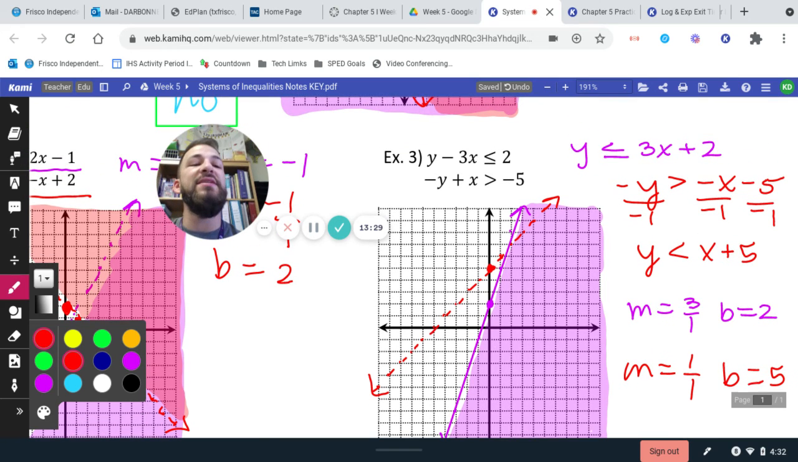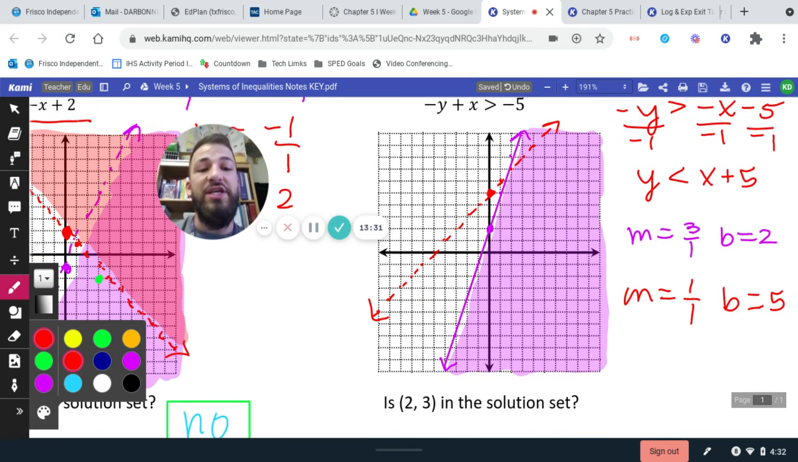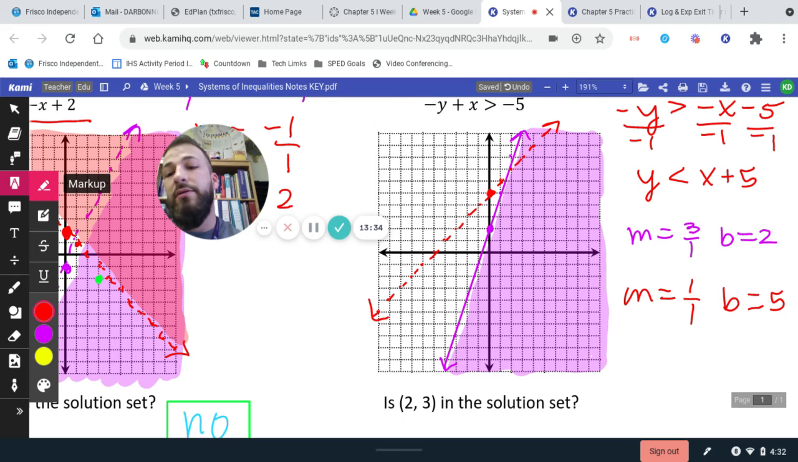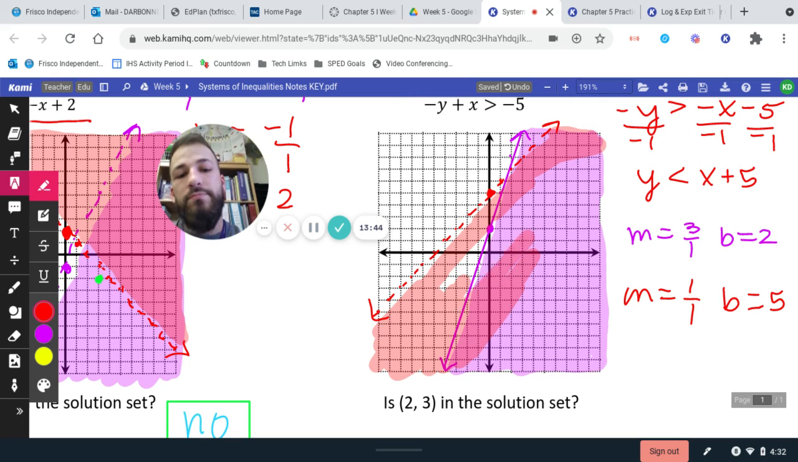So because of that dividing by negative, both of our inequalities actually ended up being less than. And because our slopes are so close to each other, we end up with this huge swath of overlapping shaded area on our graph. And just that little tiny piece of just purple.